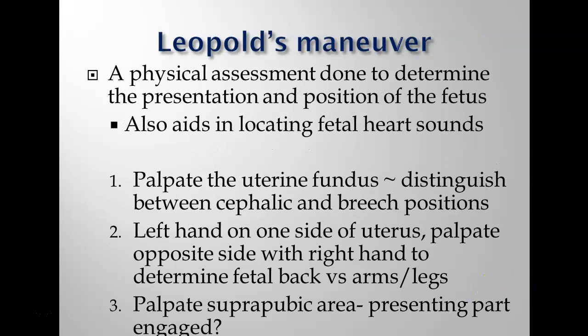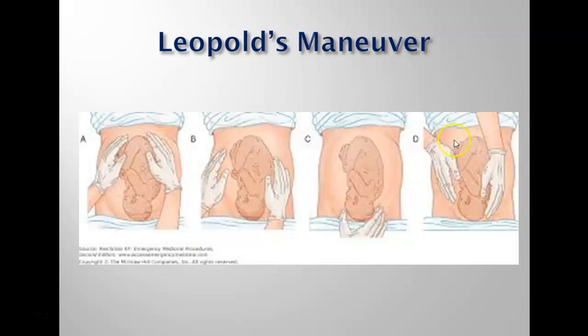So when we do a Leopold's maneuver, this is the physical assessment done to determine the presentation and position of the fetus. It can also aid us in locating where those fetal heart rate sounds are and where to place that monitor. So we want to palpate the uterine fundus, distinguishing between the cephalic and the breech positions. We put our left hand on one side of the uterus. We palpate the opposite side with the right hand to determine where the fetal back is versus the arms and legs. And then we palpate the suprapubic area to find the presenting part and whether or not it's engaged. So this is an example of the Leopold's maneuver. So using these hands to discover where the butt is, the spine, the head, where the legs are. This is the part where you're feeling where the presenting part is, what it is, and if it's engaged in the pelvis.